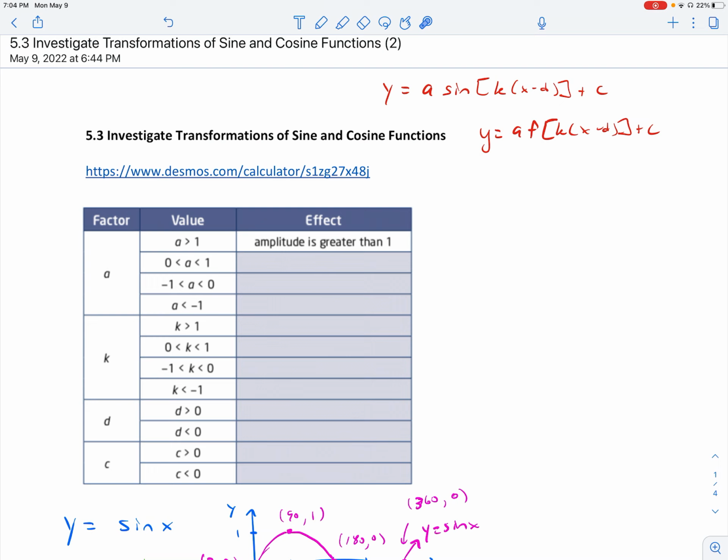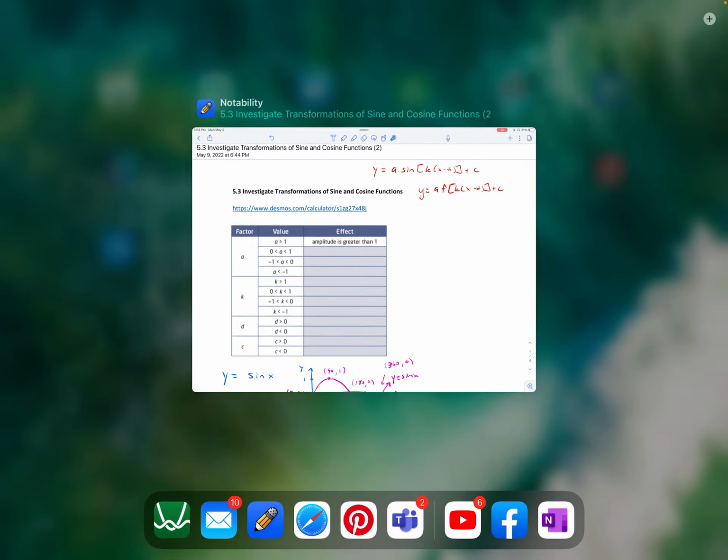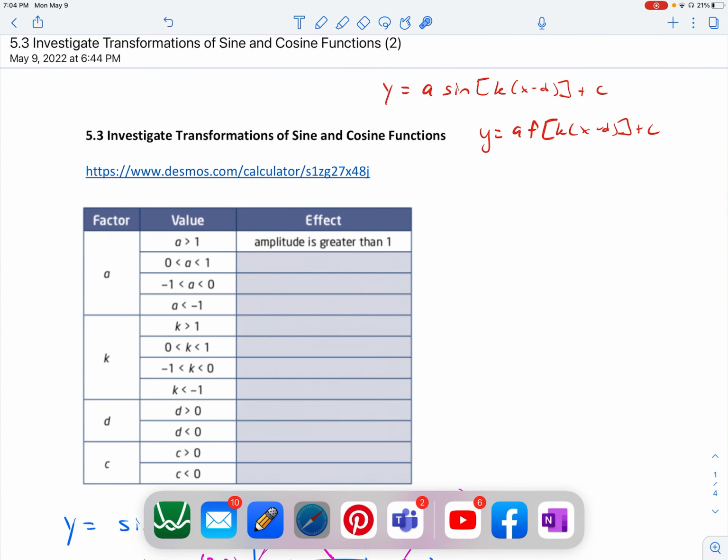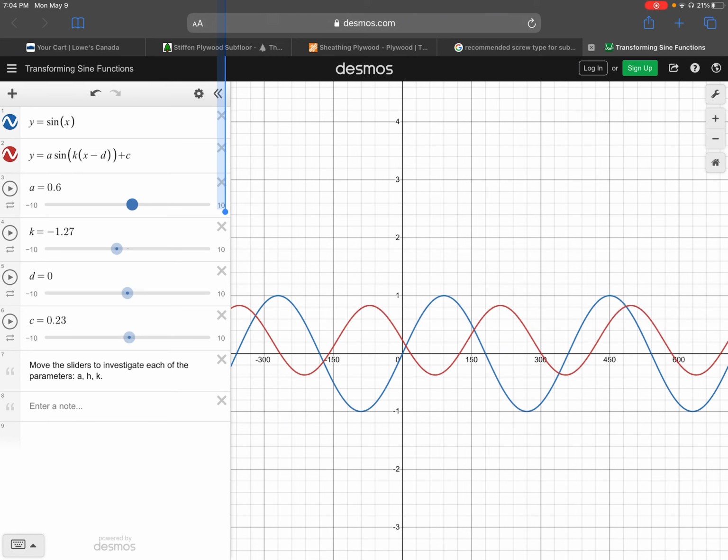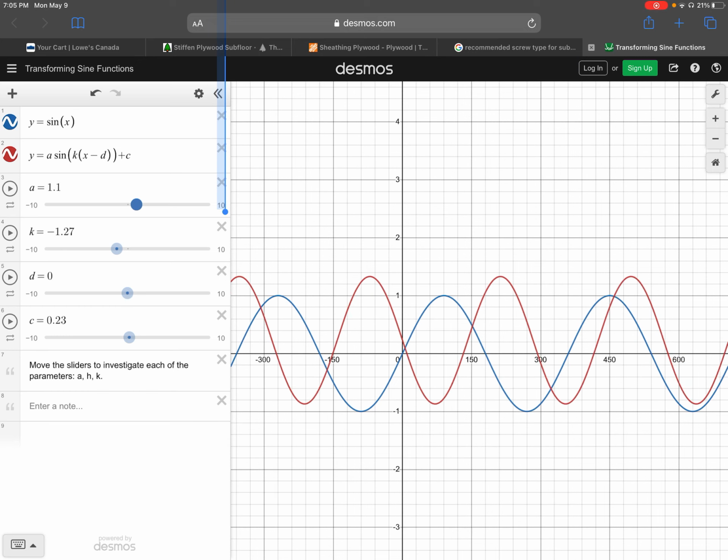Okay. Next, we were asked, put A between 0 and 1. So A between 0 and 1. So that will be somewhere right around here. Okay, it actually decreases the amplitude. Okay, so if I make A about 0.5, it's about half the amplitude of what it normally was.